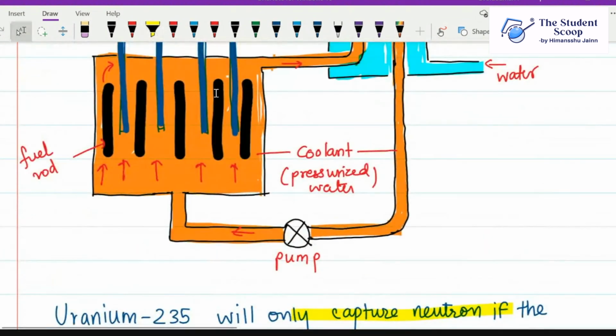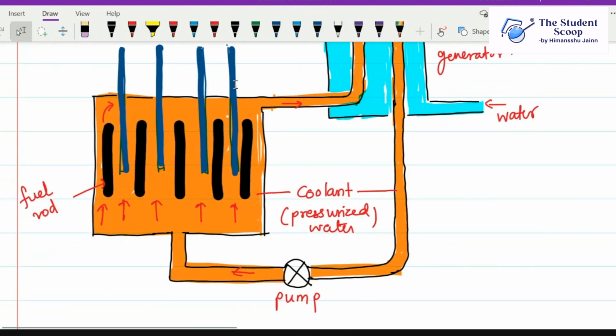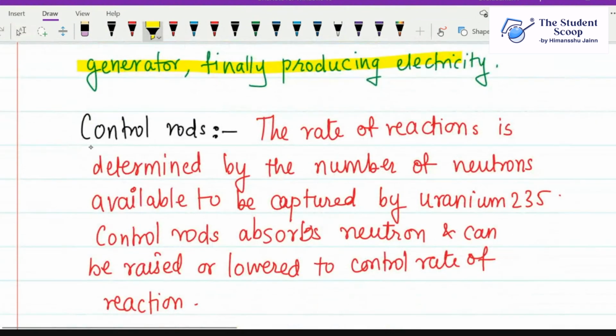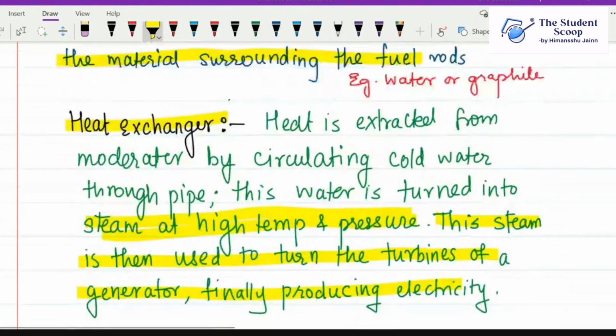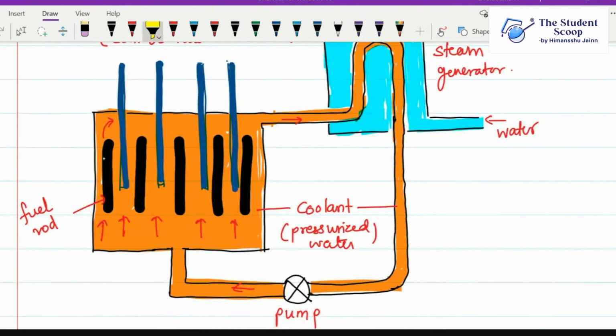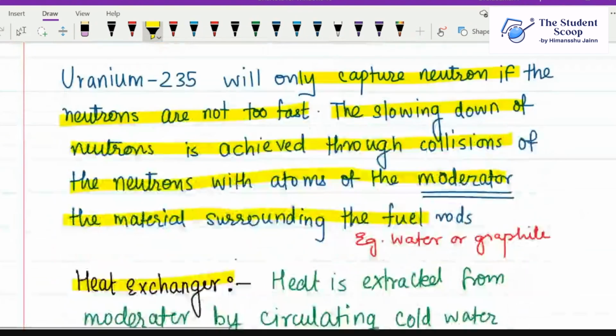Now, this fuel rod needs to be controlled. We need to control those reactions. So that's why we have control rods. Control rods basically absorb the neutrons and can be raised and lowered between the fuel rods. Sometimes we want to stop the reaction or reduce the rate of reaction. So depending on how much reaction rate we want, we can adjust the height of the control rod, and thus prevent too high or too low a rate of reaction. So we can control the rate of reaction using control rods by inserting them or removing them. So these are a few important points.